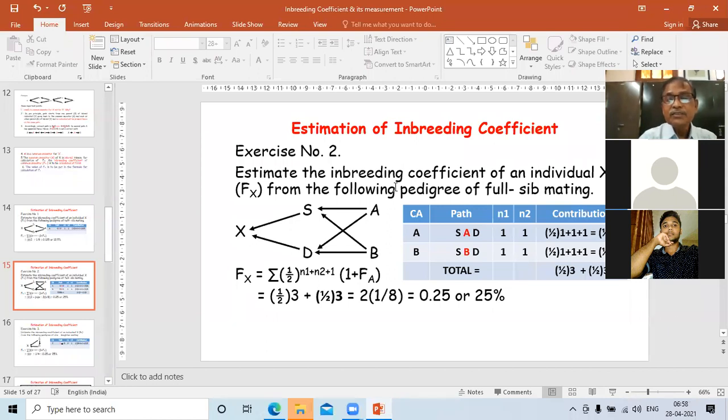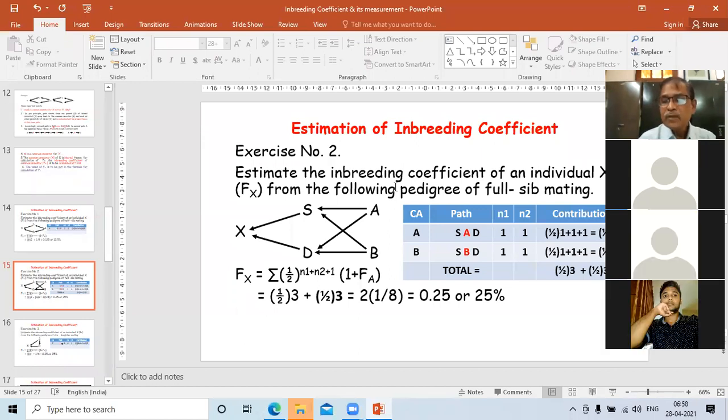Then when B is the common ancestor, it is the same, S and D are connected through B. So the path is S to B, B to D. This is the path. So again N1, that is B to S, is equal to 1, and N2, B to D, is equal to 1. So put the values of N1 and N2, and the contribution will be half to the power 1 plus 1 plus 1. So there is full sib mating and half sib mating. This is full sib mating. So the contribution of the two common ancestors.